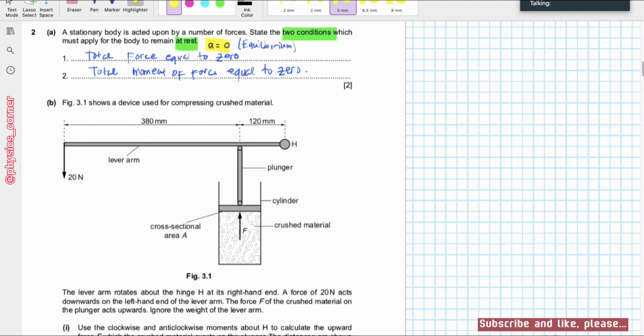This is in equilibrium. So in equilibrium, the total force acting on this object equals zero. And the second one is the total moment of force equals zero too.